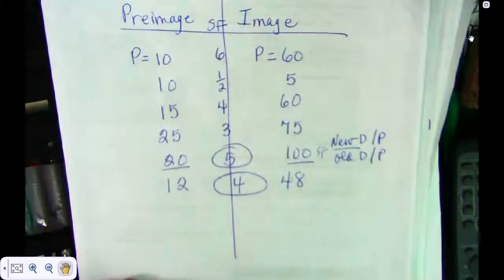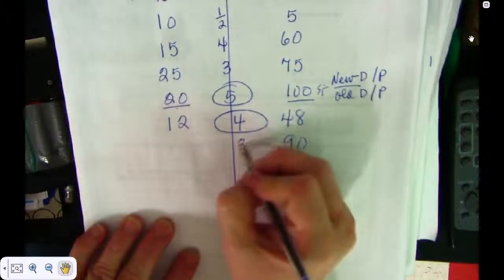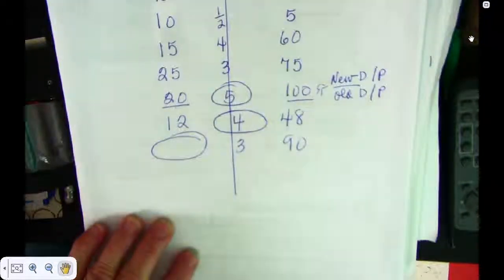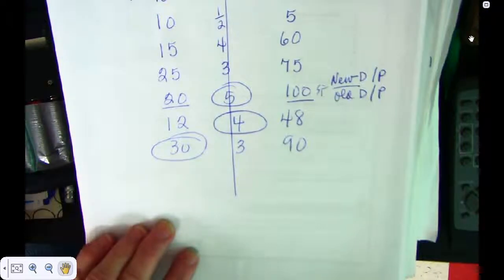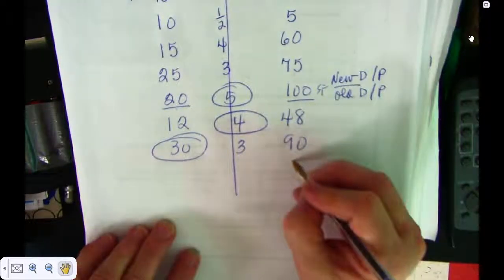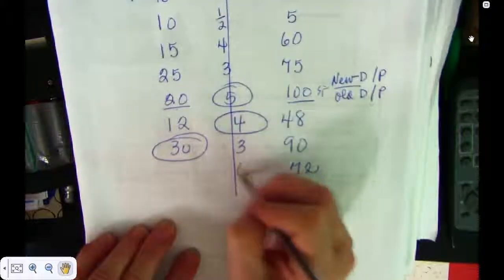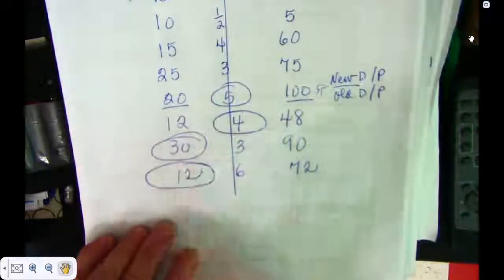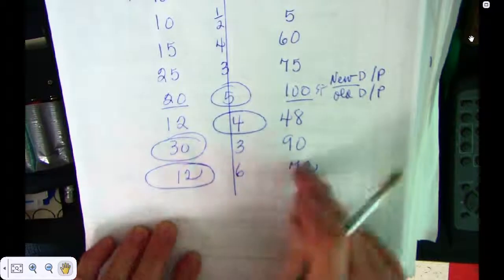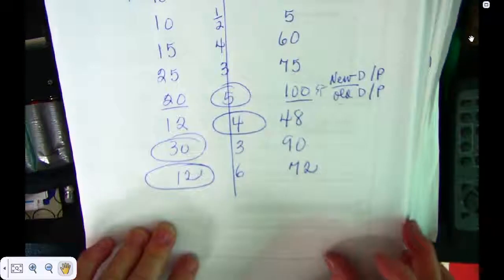4. Good. If my new image, my perimeter of my image is 90 and the scale factor is 3, what was my perimeter of the pre-image? If my perimeter of the image is 72 and the scale factor was 6, what's the perimeter of my pre-image? Good job, guys. 12 times 6 is 72. 72 divided by 6 is 12. Are we getting this?